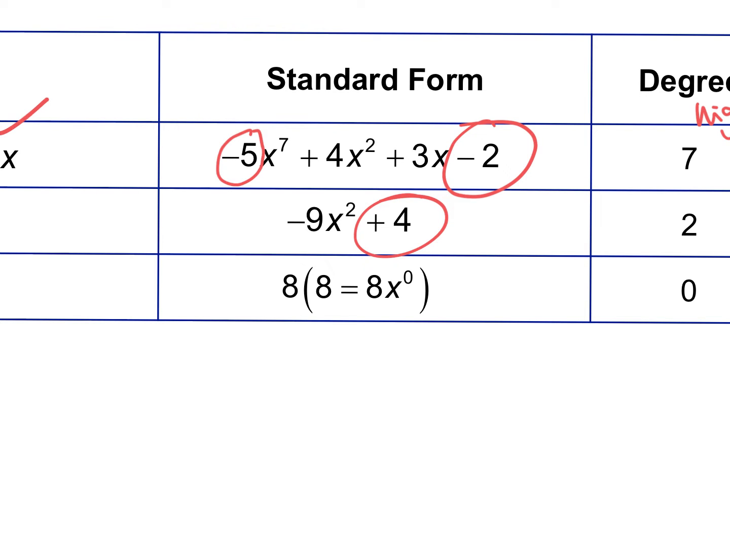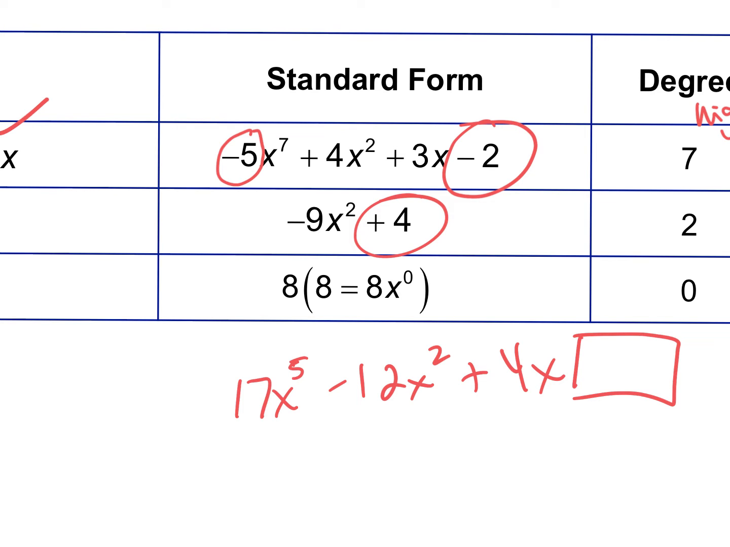If you had an expression like 17x to the 5th minus 12x squared plus 4x. How many terms are there? 3. What is the leading coefficient? 17. What's the degree of this polynomial? 5. What's the constant? Is there one? Is there anything right here that says plus or minus a number? You could either say no, there's no constant, or you could say 0 because this is, in effect, 0. But you can say none if there isn't one.